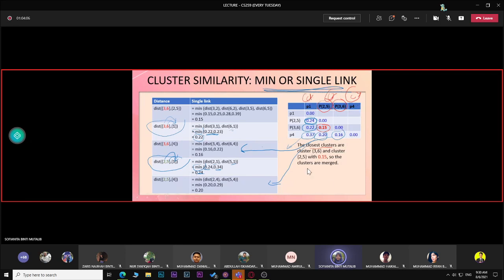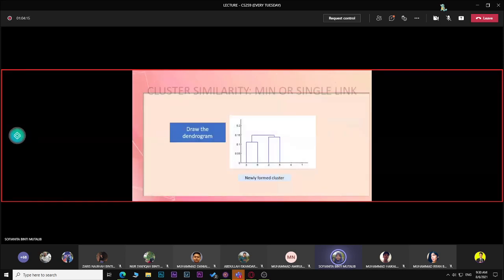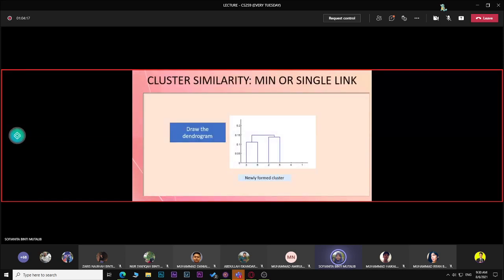So what we need to do is to update this matrix. Before that, definitely what we need to do is draw the dendrogram, because we have formed a new cluster here. This is C1, this is C2, and this is C3. So this is considered a C4, and this is considered as C5.